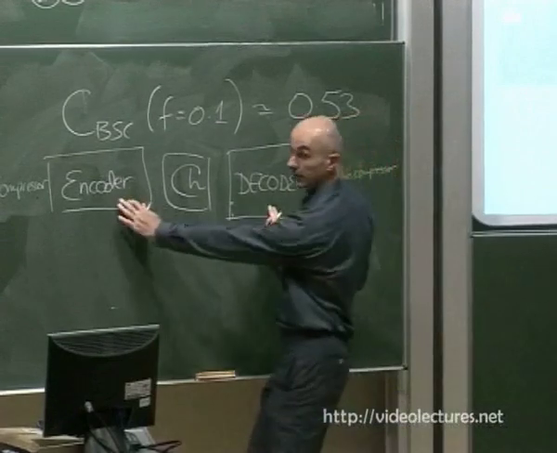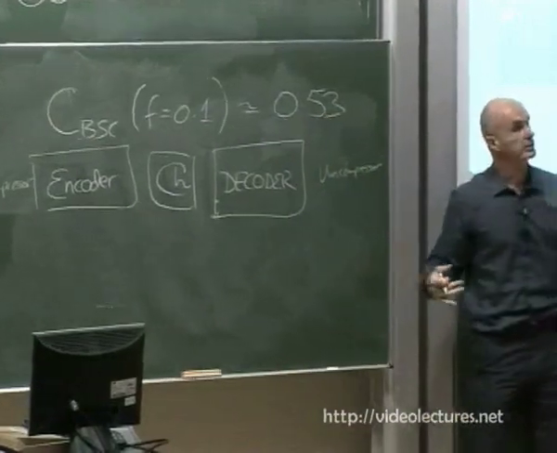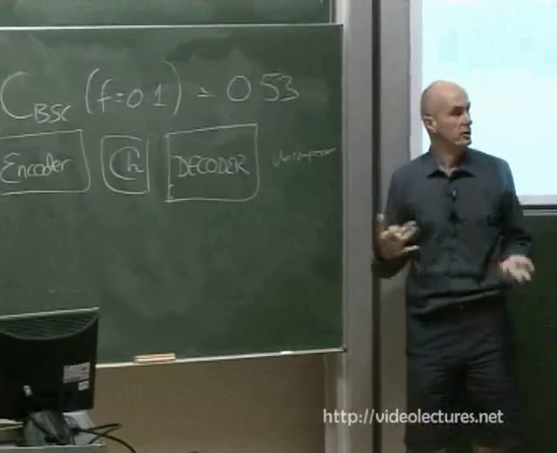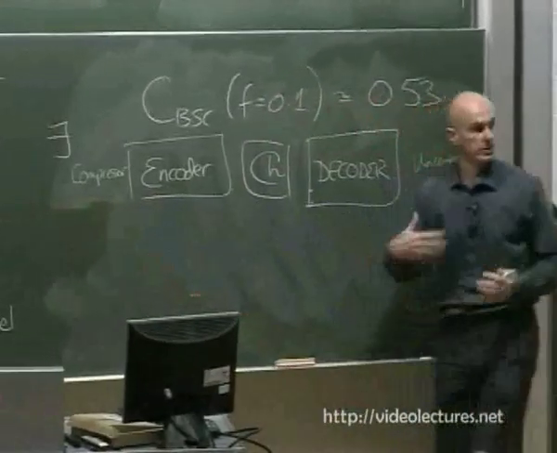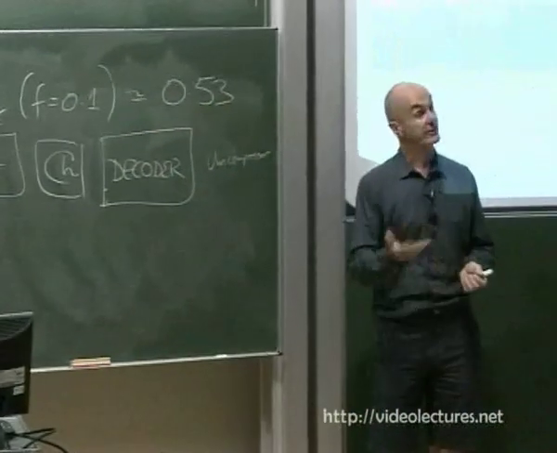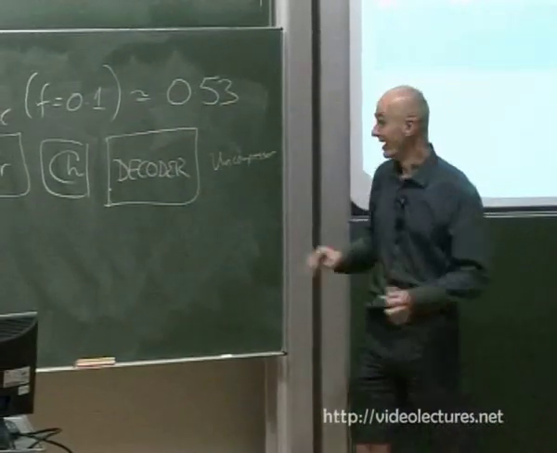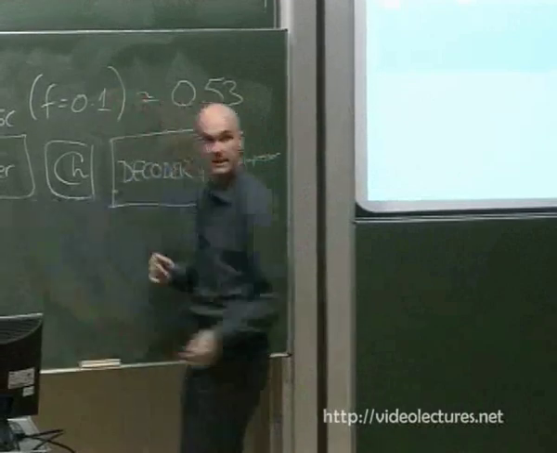These inner boxes here are called error correcting codes, coding theory, noisy channel coding. These outer boxes here are called source coding. Also, artificial intelligence is another name for it. They do source coding. They do data compression.